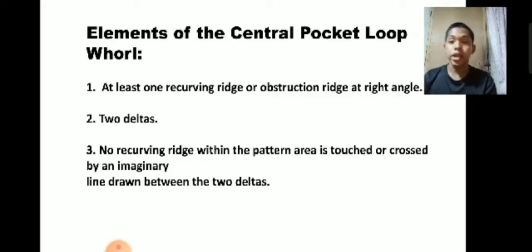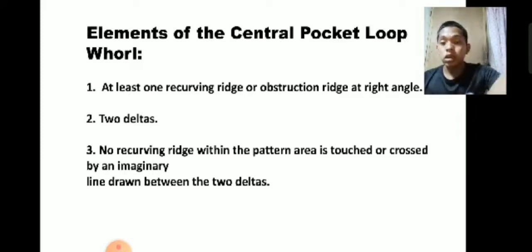I'm going to discuss what are the elements of the central pocket loop whorl. So there are three elements. Number one is at least one recurving ridge or obstruction ridge at a right angle. Number two, it should have two deltas. And three, no recurving ridge within the pattern area is touched or crossed by an imaginary line drawn between the two deltas.